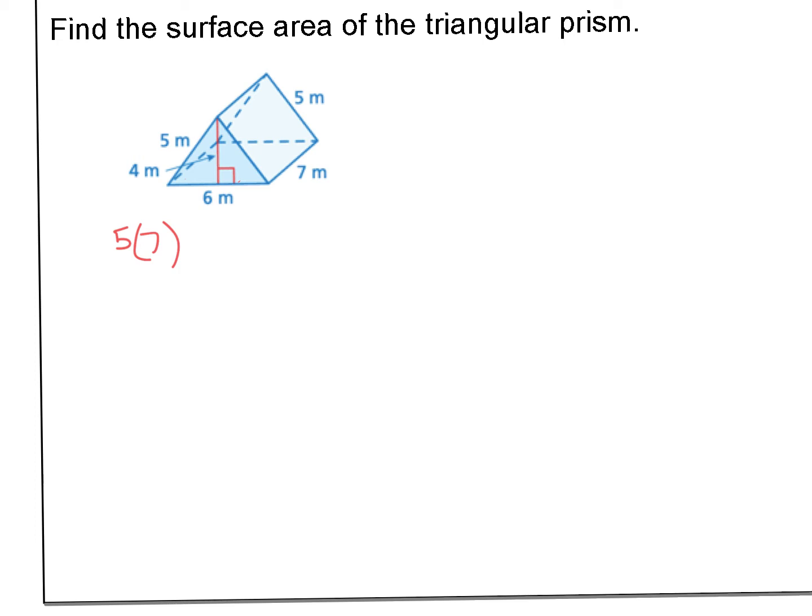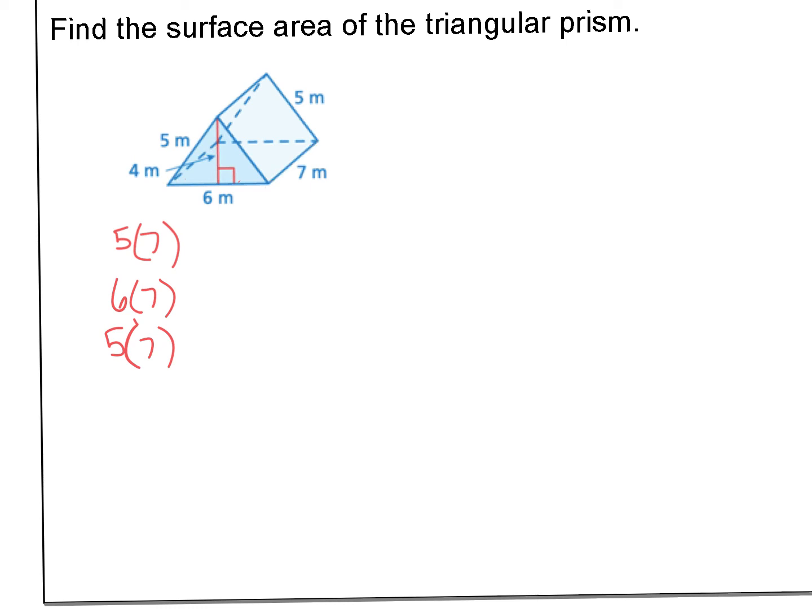So let's do this other bottom one right here. All right, so this bottom one, I can see we've got 6 and we've got 7. So 6 times 7 is my bottom rectangle. And then I just have this side rectangle. So right here I can see that it's 5, so that side is 5. And if this bottom here is 7, then that means that this bottom here is 7. So that one's going to be 5 times 7 as well, just like the first one was.